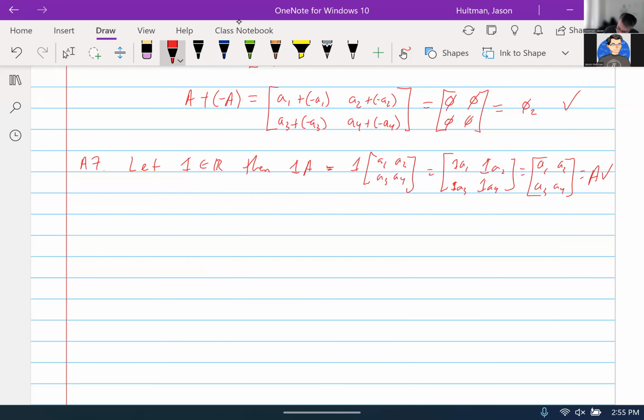And A8, let's skip a line. So A8, A9, and A10, those are kind of like the ones where, if something's going to fail, it more than likely is going to fail in either the first two, the closure, or in the last three, because these are the more complicated ones.